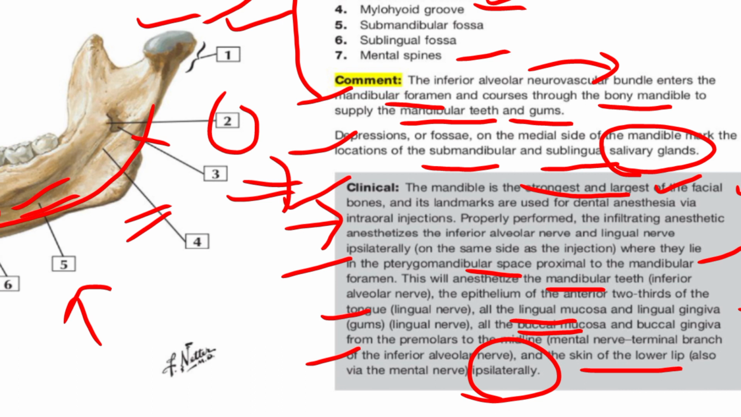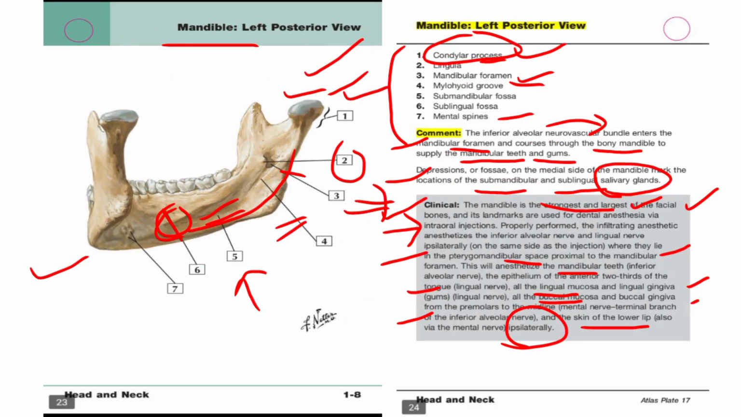In this lecture, we discussed the mandibular left posterior view and its landmarks. There are 7 landmarks, and its importance and the clinical.